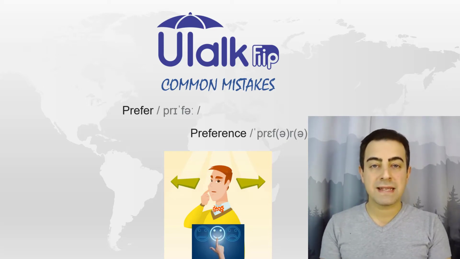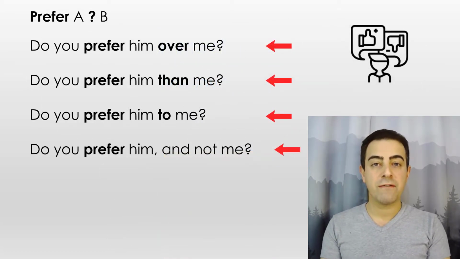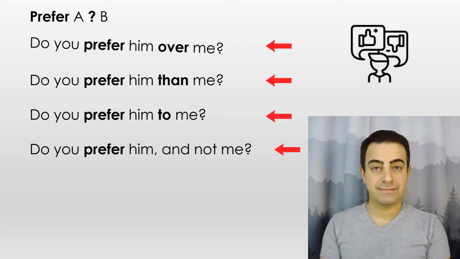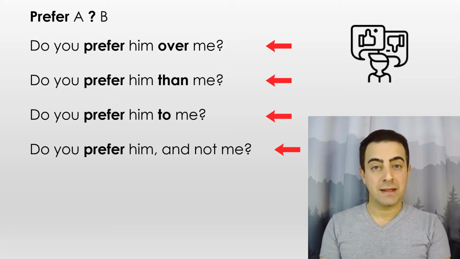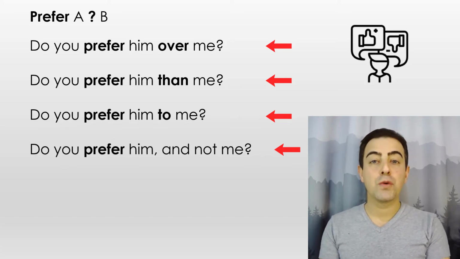Now, let's look at some example sentences to find out about the right preposition to be used with the verb prefer. Let's say we've got two options, A and B. In these sentences, we have him and me. The first sentence is, do you prefer him over me? The next one, do you prefer him than me? The next one, do you prefer him to me? And the last one, do you prefer him and not me?